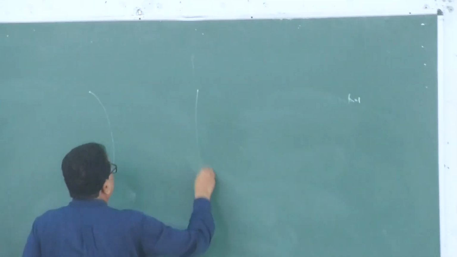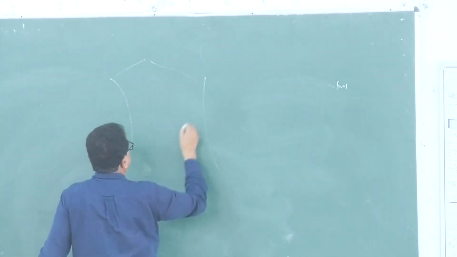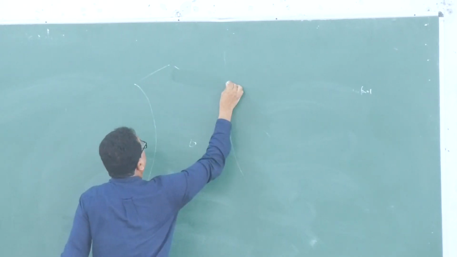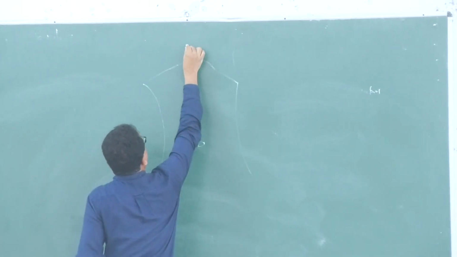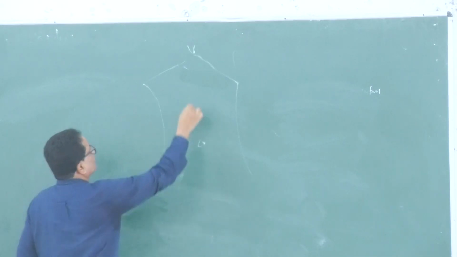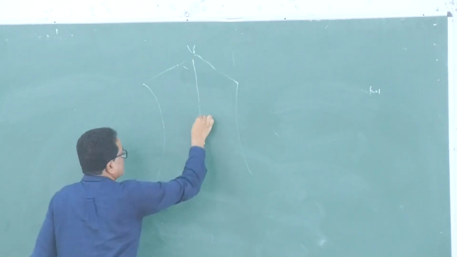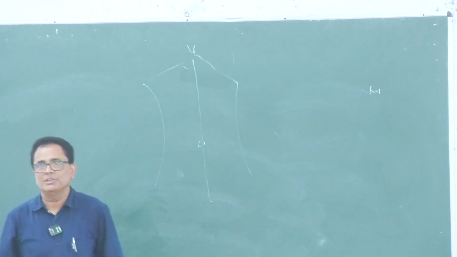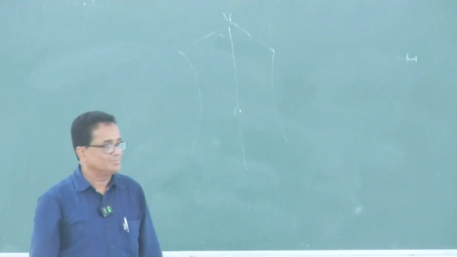Suppose this is the abdomen, and this is the xiphisternum, you know. So when we do a laparotomy incision, we cut like this. This is called a midline laparotomy incision or Henry's incision.